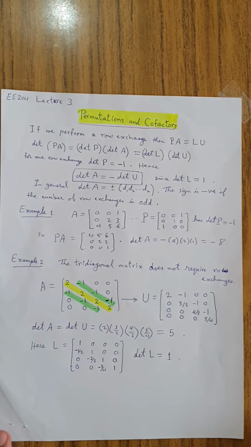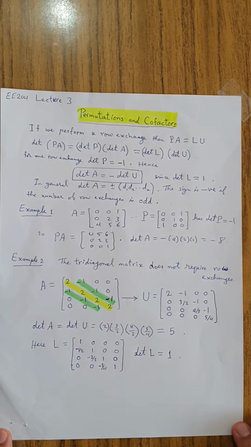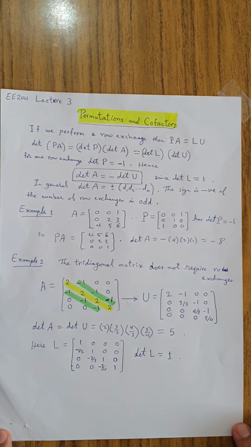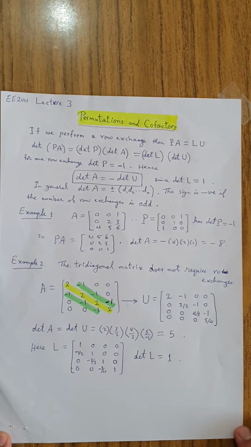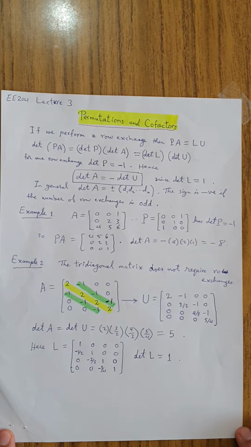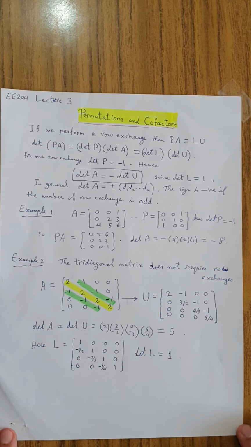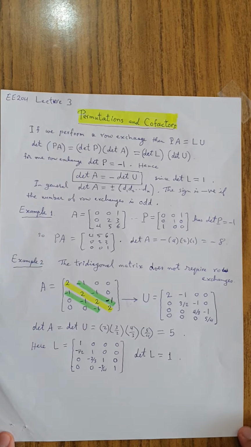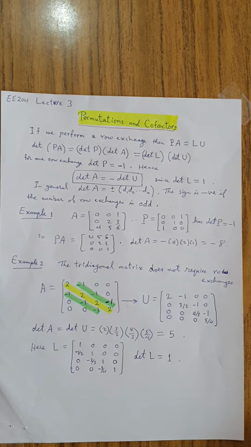Example. Here A has rows 3 and 1 interchanged, so P is this matrix whose determinant is -1. It will now exchange rows 1 and 3 to put the matrix in upper triangular form. So PA is this, whose determinant is the product of pivots: -4 times 2 times 1 equals -8.